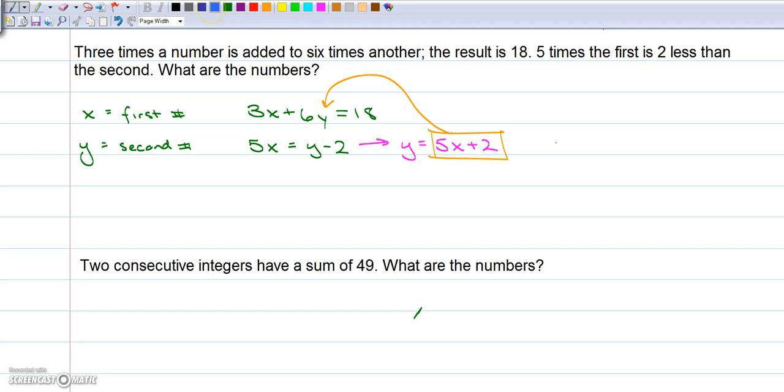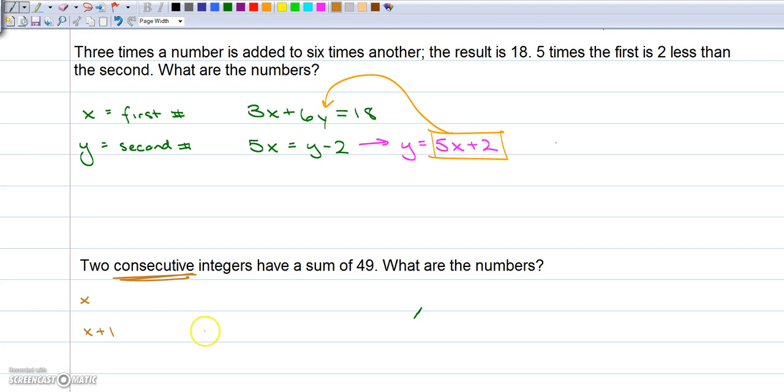Last problem. 2 consecutive integers have a sum of 49. The word consecutive means back to back. So if x is the first number, that means the second number has to be x plus 1. That means if I have 12, the next number will be 13. If I have 21, the next number has to be 22.